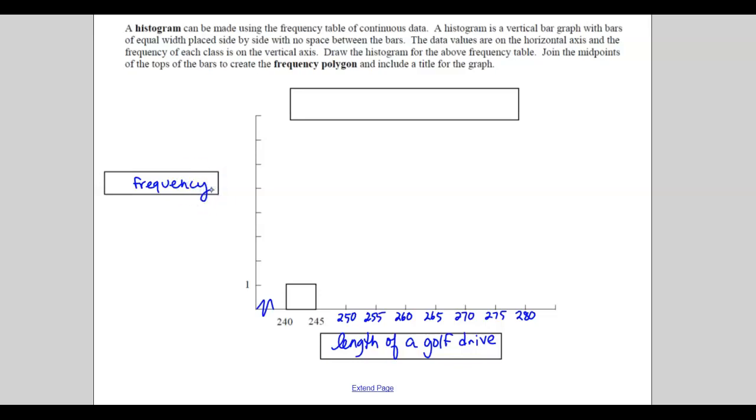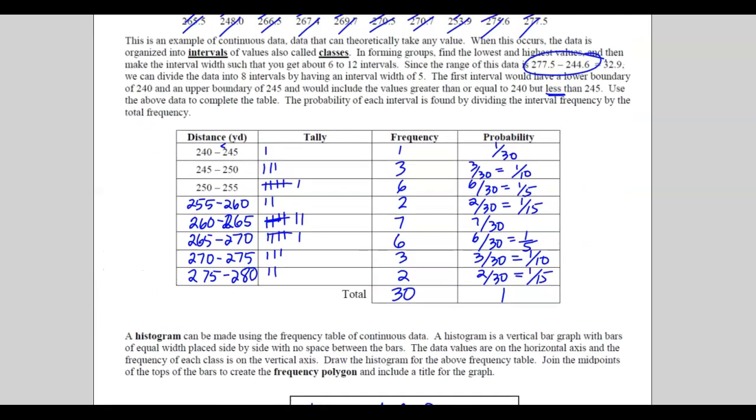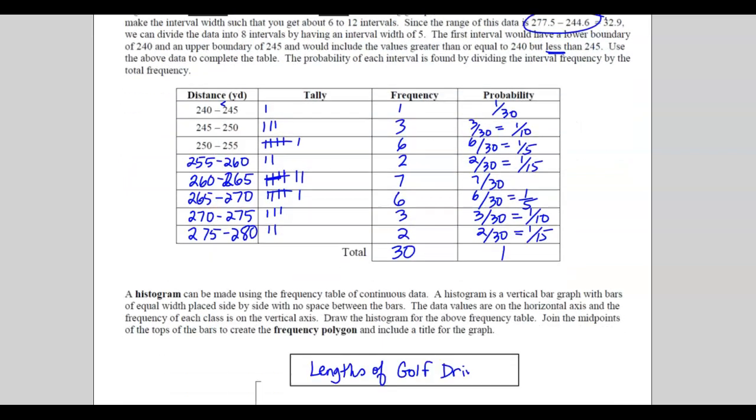Okay, and this is, I don't know if it's one particular golfer, so does it say one golfer? Probably it makes sense that it would be, right? Yeah, a golfer.